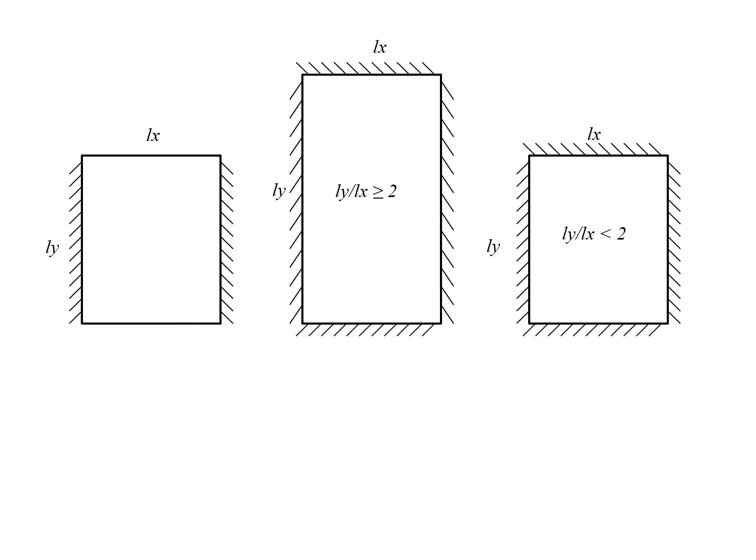So, just to refresh your memories, it is the Ly by Lx ratio. If it is greater than or equal to 2, it's one way. If it's less, two way. And remember one thing, Ly and Lx have nothing to do with x and y axis. It is larger upon smaller.